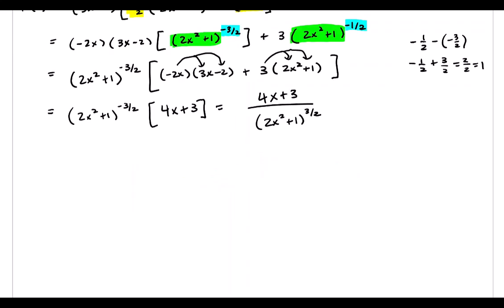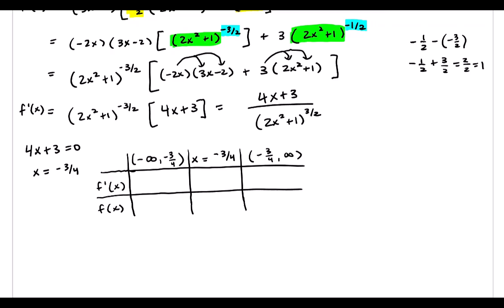From here, we found that this was f prime of x here. So I'd like to set my derivative equal to 0 and also check to see where it might be undefined. The denominator cannot equal 0, so we're good there. And we just need to set our numerator equal to 0. If we solve this linear equation, we get that x is equal to -3/4. So I'd like to use the first derivative test.